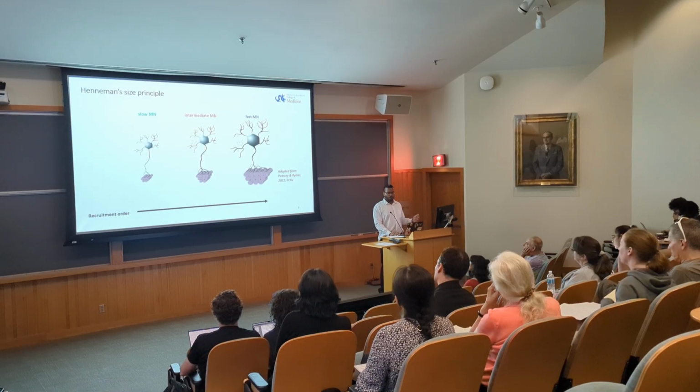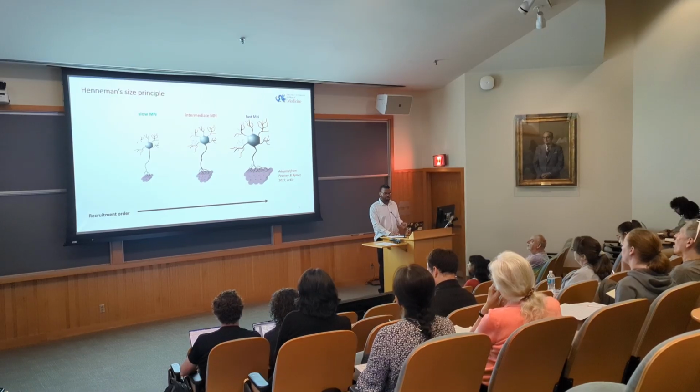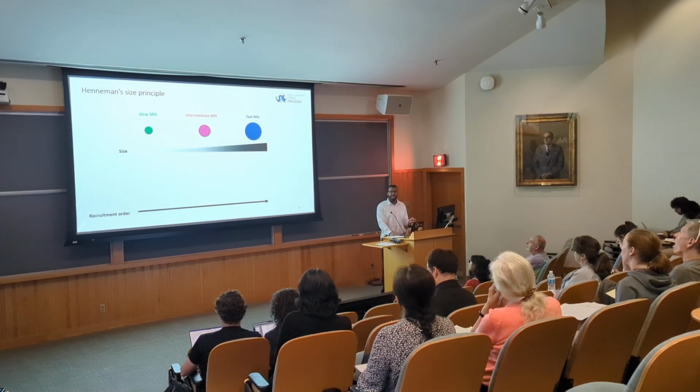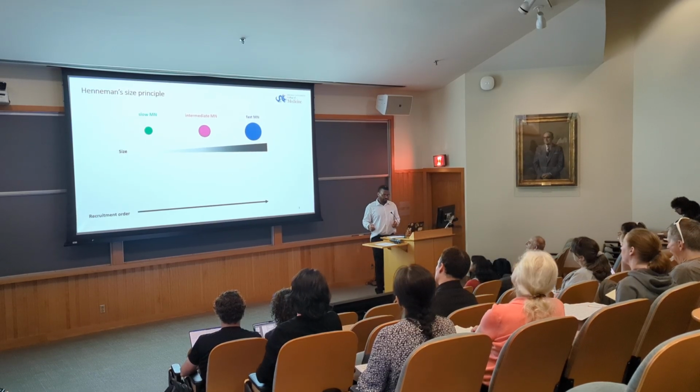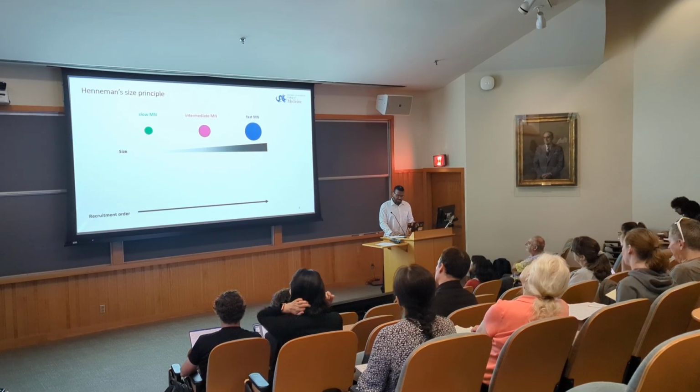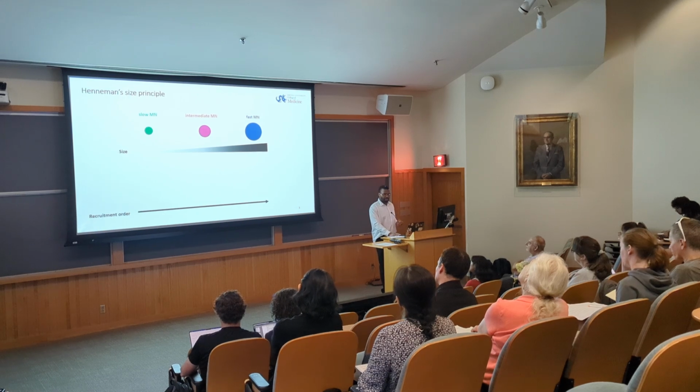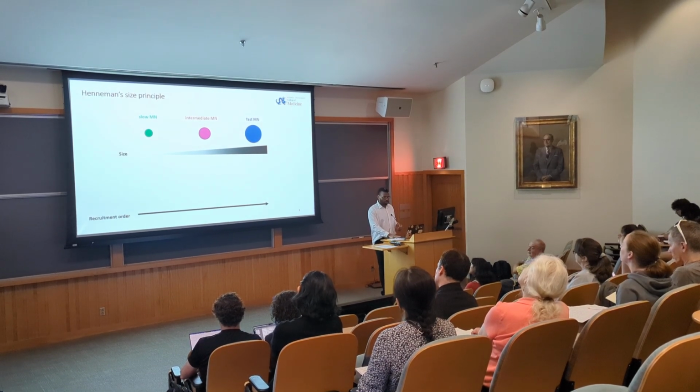Elwood Henneman first proposed this relationship in 1957 based on experiments he did on the cat motor system. He noticed that the size of motor neurons increases from slow to intermediate to fast. Over the following decades, size-ordered recruitment became one of the most established organizing principles in motor control.